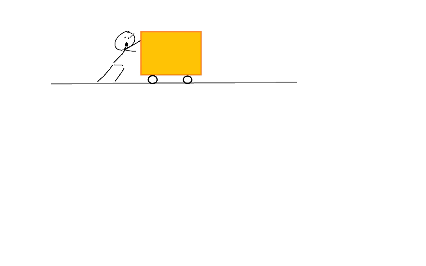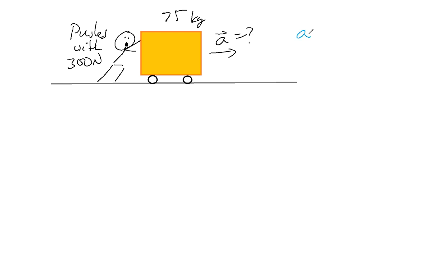Really simple. Okay, so it's pretty straightforward. Suppose we've got a 75 kilogram box, and let's say this person pushes with 300 newtons. Of course, force is measured in newtons, named after Newton. So what's the acceleration of the box? Well, really straightforward. F equals ma is the general expression. So acceleration is force divided by mass, and this is the net force.